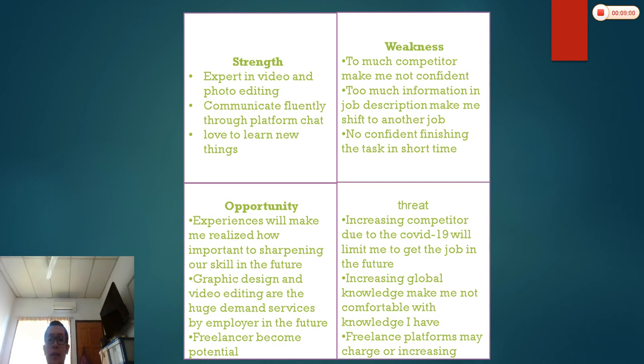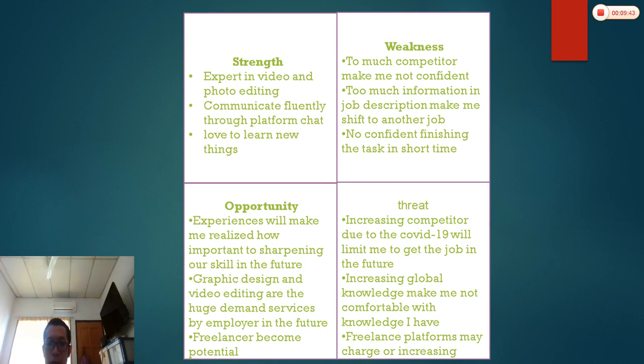Okay, the second is that increasing global knowledge makes me not comfortable with the knowledge I have. The knowledge that I have already is insufficient for me. I need to gain more knowledge and skills in order to qualify for the task or the job awarded by the contest holder or project holder, so that they think the skills or knowledge that I gained from before is enough for them to award me the job.